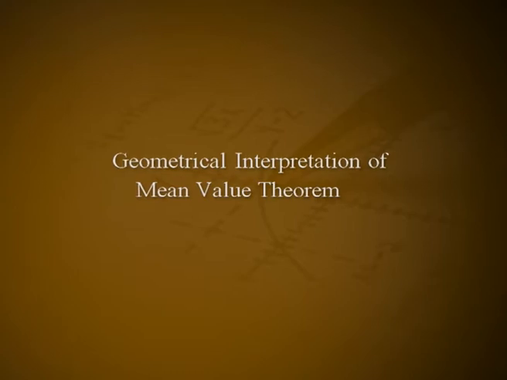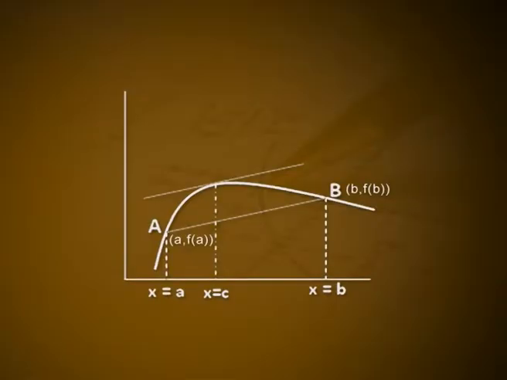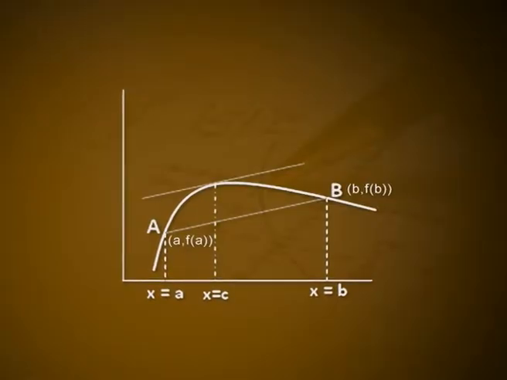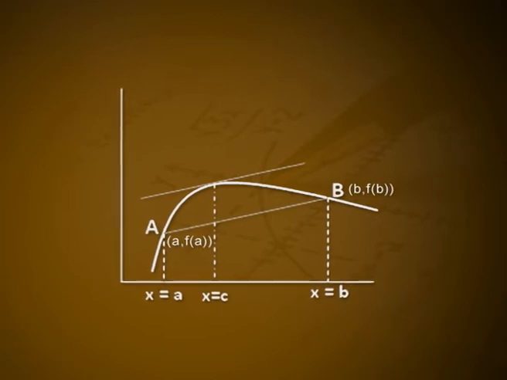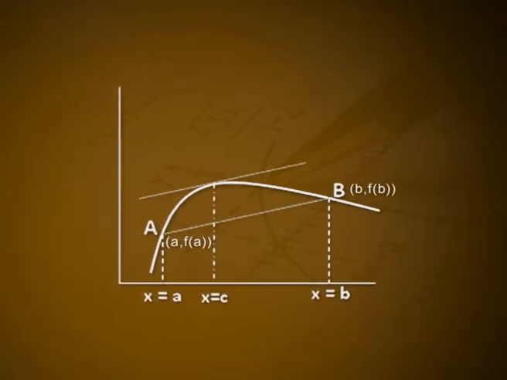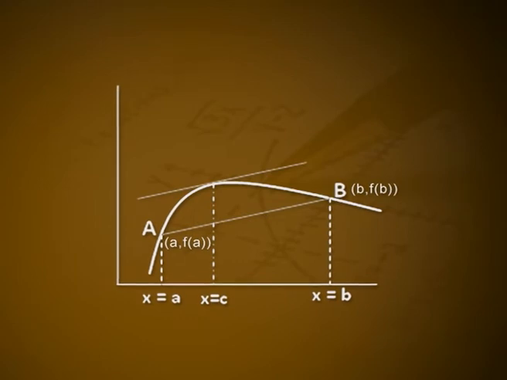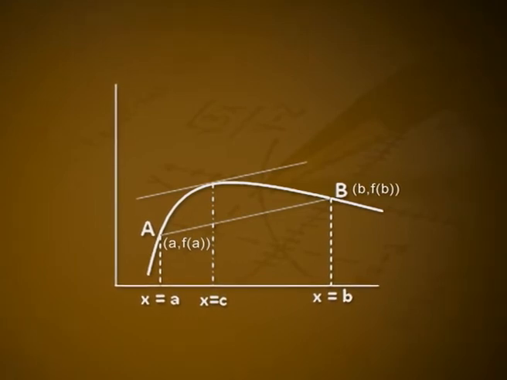Geometrical interpretation of mean value theorem. Let f(x) be a real continuous function on the closed interval [a, b], differentiable on the open interval (a, b). Let A and B be two points on the graph of the function corresponding to x = a and x = b respectively. Then the coordinates of these points are (a, f(a)) and (b, f(b)).